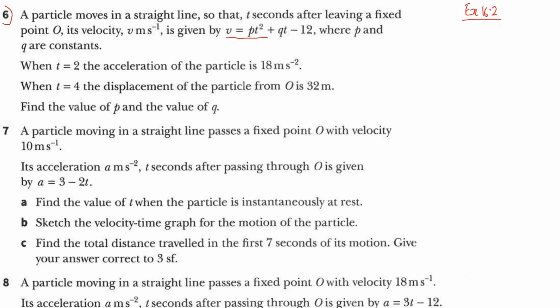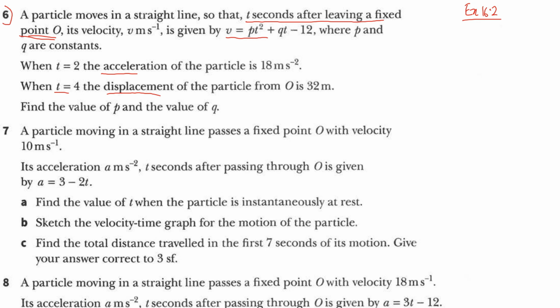q are constants. Leaving a fixed point O, its velocity is given t seconds after leaving the fixed point O. When t equals 2 the acceleration is given, and when t equals 4 the displacement is given. One is acceleration, one is displacement. To get the acceleration we have to differentiate, and to get the displacement from velocity we need to integrate. So we have to apply both parts here.